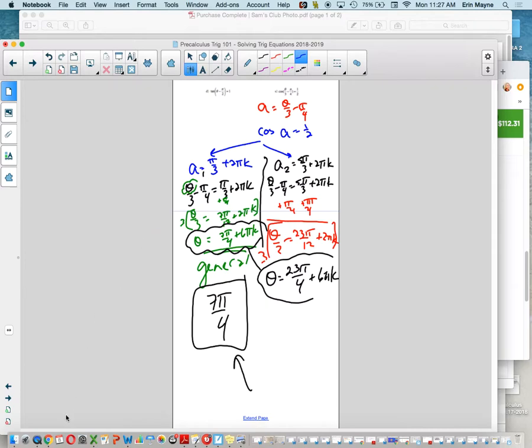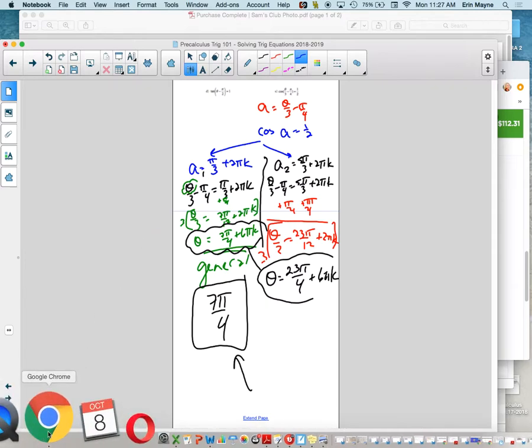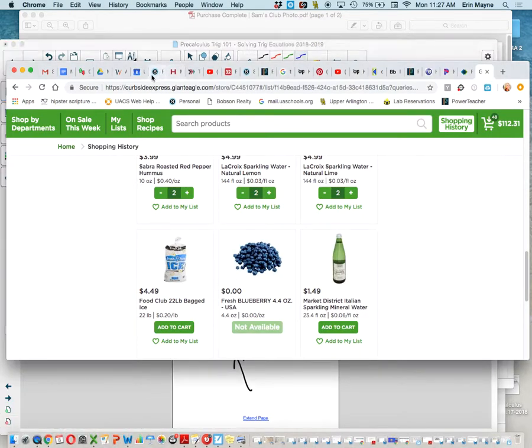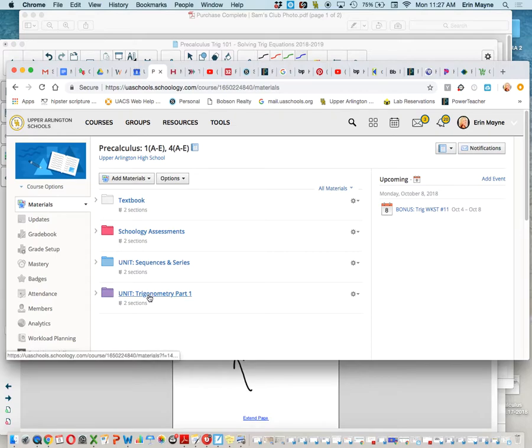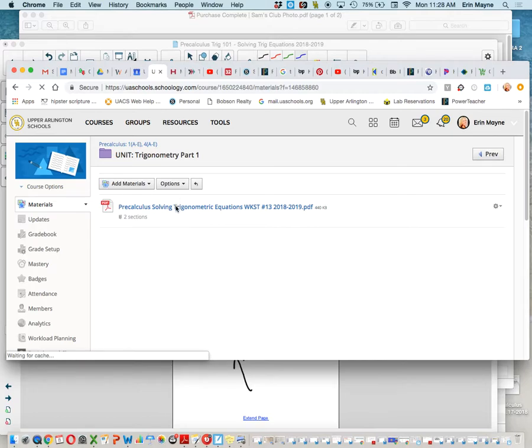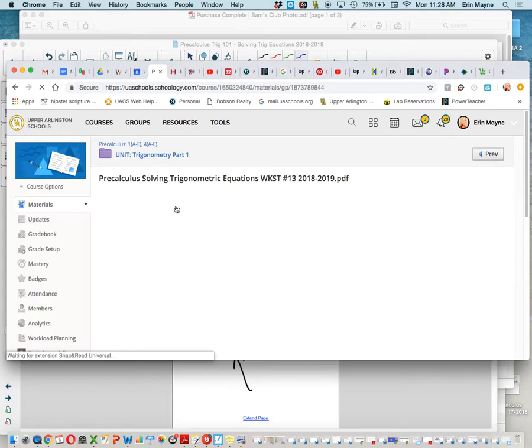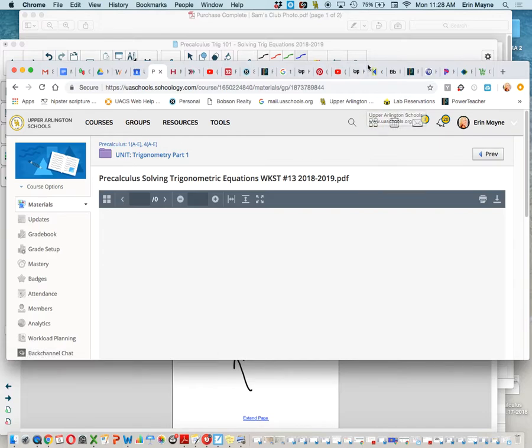I want to show you what your homework is tonight because I had to change gears from first period, so I instead posted it on Schoology. So if you go into trigonometry part 1, I posted this. You can either print this off or you can do the whole thing on a separate sheet of paper. It doesn't matter. Some of these will go relatively quickly.